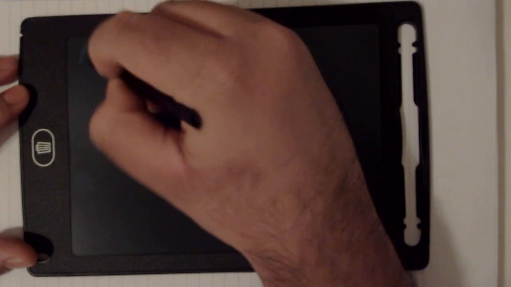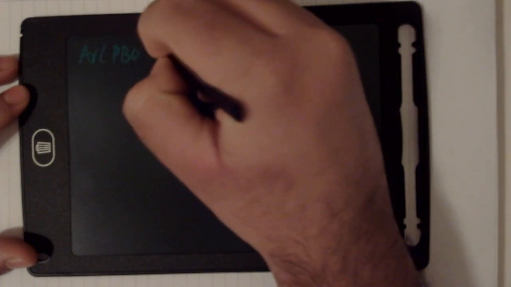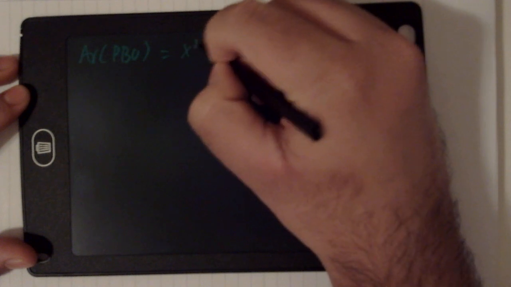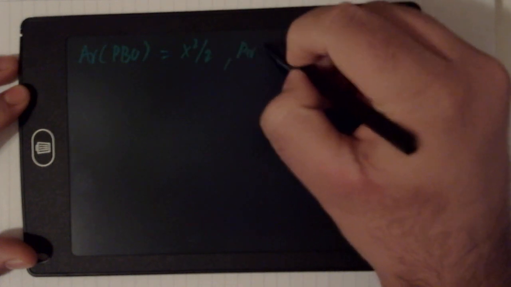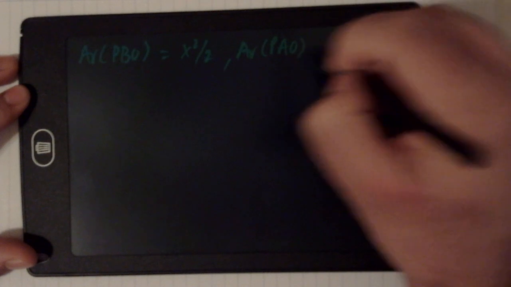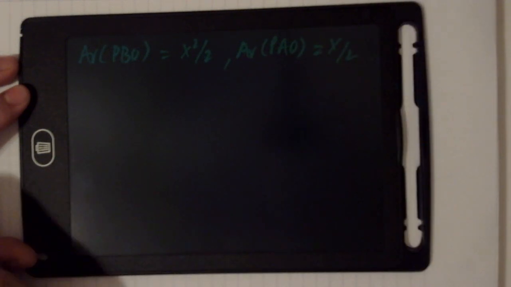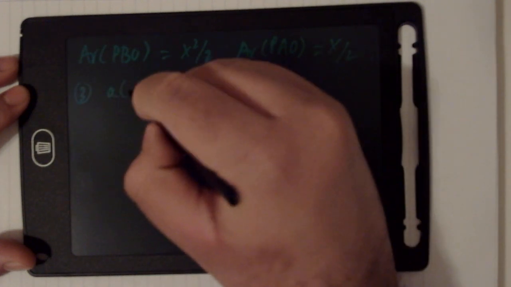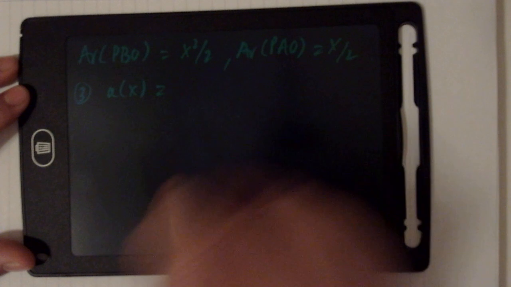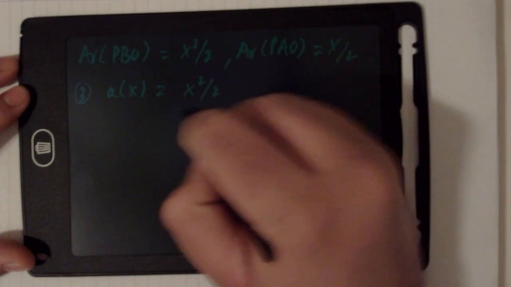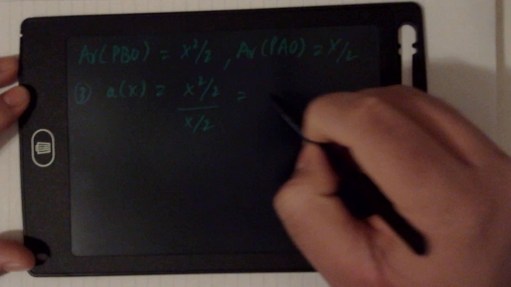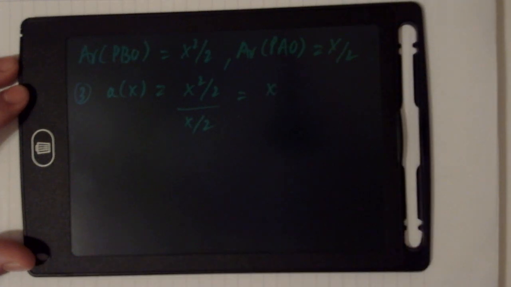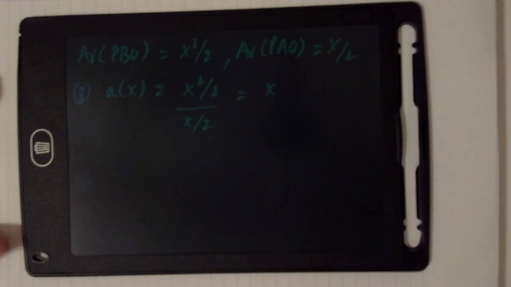I'm going to erase this board. So as a function of x, the area of triangle PBO is x squared over 2. The area of triangle PAO equals x over 2. And the third thing we want is this function a of x, which is just the ratio of these two. So it's just x squared over 2 over x over 2, which is just x. Function a of x.